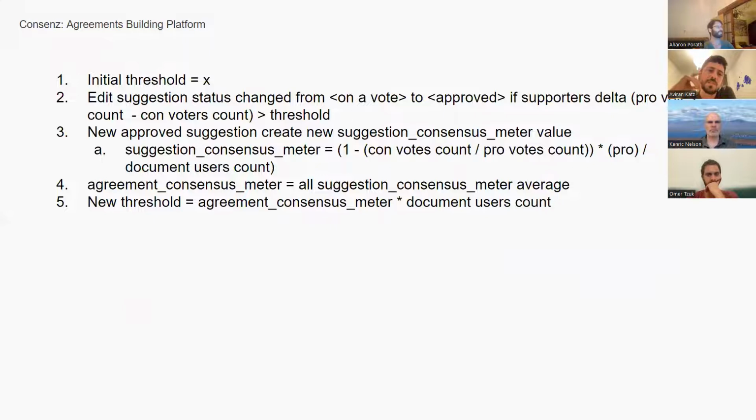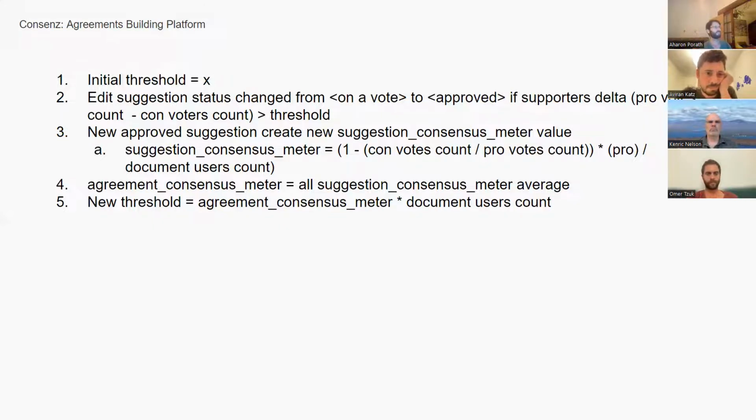So this is, in a very general way, how we determine this threshold by using what we call the consensus meter. At the beginning of the process, the initial threshold is some constant. You can call it X. Usually we use the number 2. Because when the process begins, there is the one that publishes the edit suggestion, and we expect at least another person to support this suggestion in order for it to be an agreement document and not just a document that's created by one person.